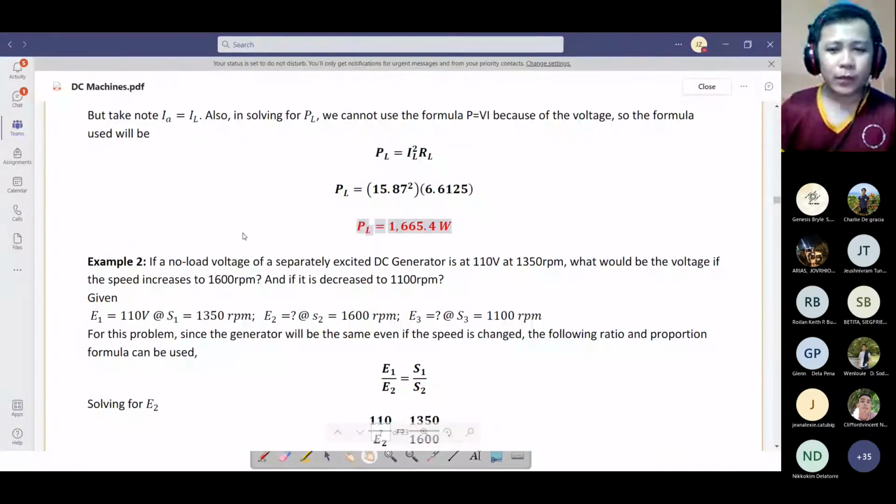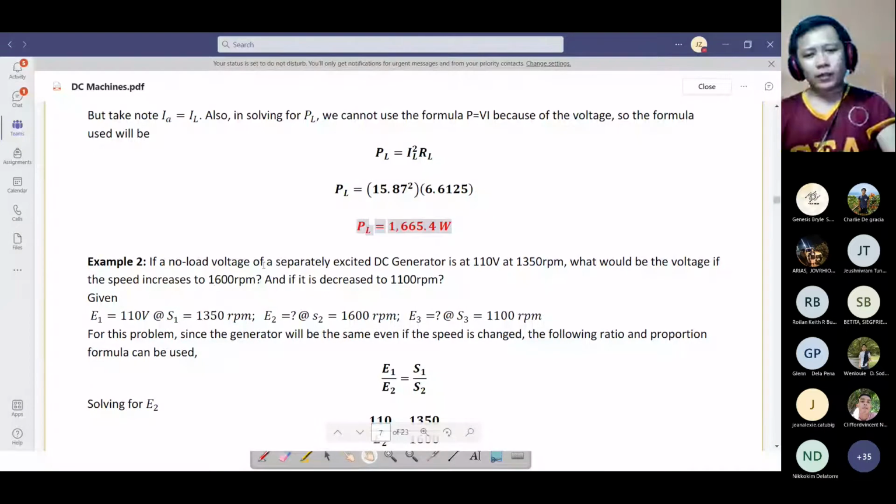Okay, example number 2. If the no-load voltage of a separately excited DC generator is 110 volts. Take note, when you say no-load voltage, that is the generated voltage E. So the generated voltage is 110 volts with a speed of 1,350 RPM. What would be the voltage if the speed increases to 1,600 RPM? And what if the speed is decreased to 1,100 RPM?